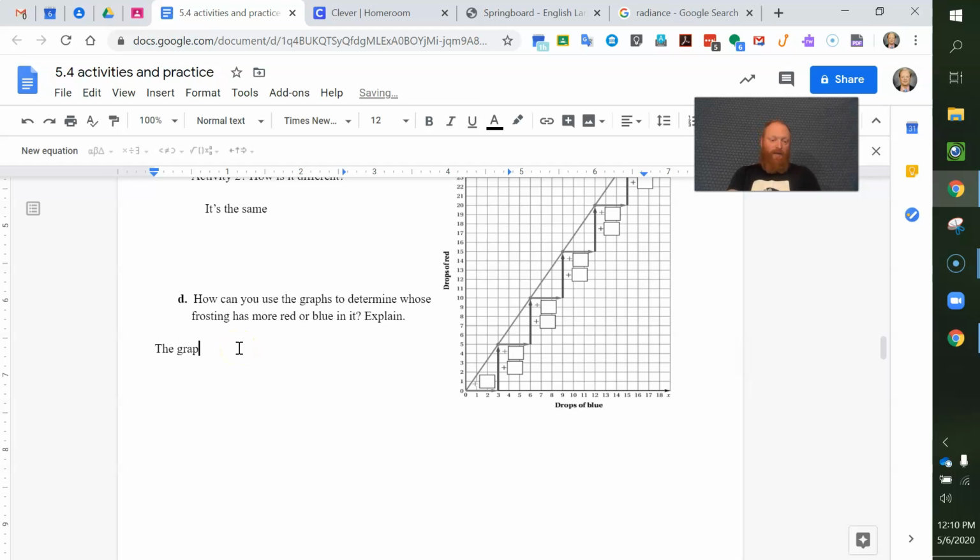The graph that has more red is going to be steeper. So if the graph has more red, it's going to go up like this. If the graph has more blue, it's going to go over like this.